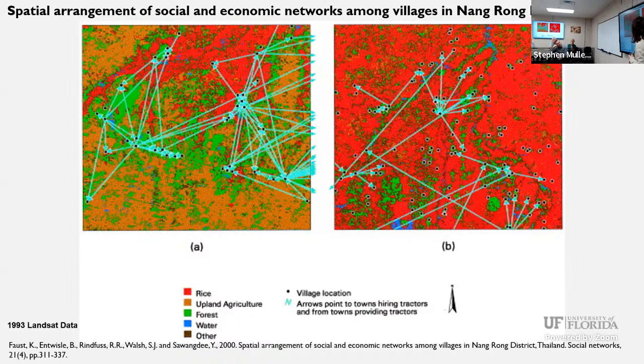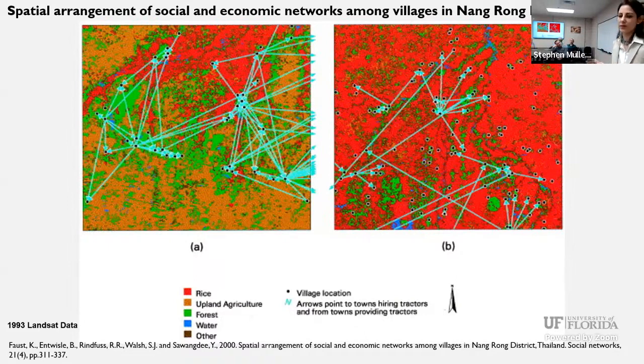This example is the location of villages that they were studying, and the linkages between them are arrows that point to towns that hire tractors and towns providing tractors. Normally, if you were just doing a social network analysis, you might just have, again, that sociogram that's floating around in feature space. But what they decided to do, and this was published in the year 2000, was use 1993 Landsat data, which differentiated the rice, the upland agriculture, forest, water, and then other types of classification, to see what was driving the different tractor sharing.